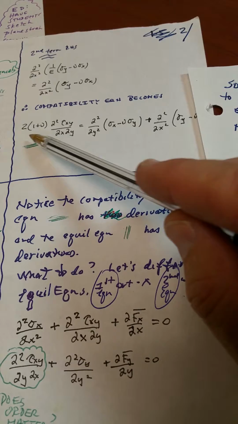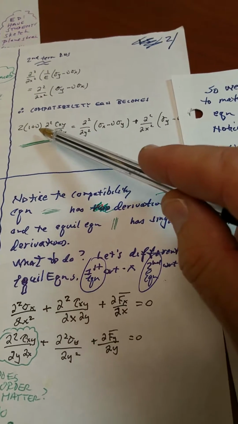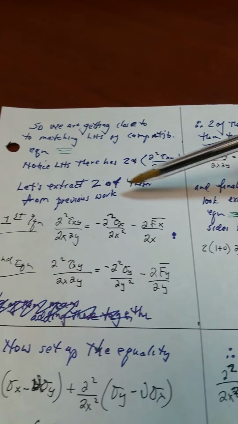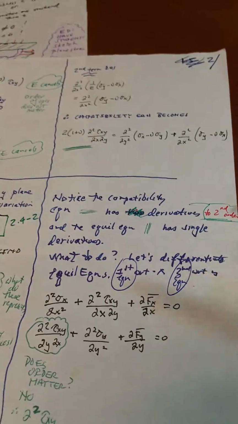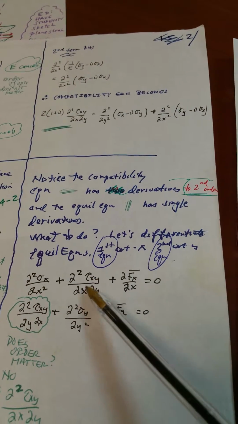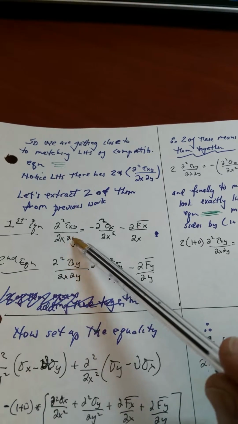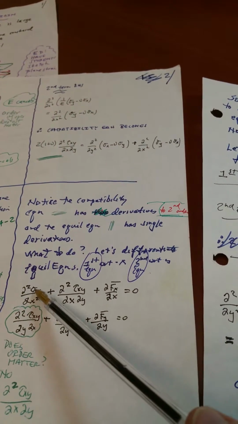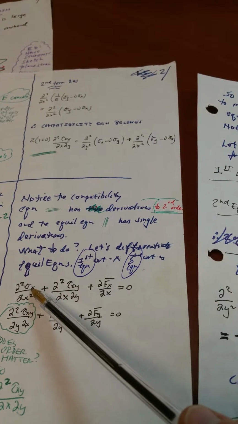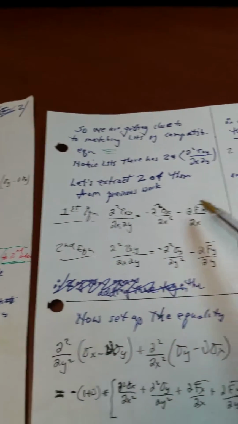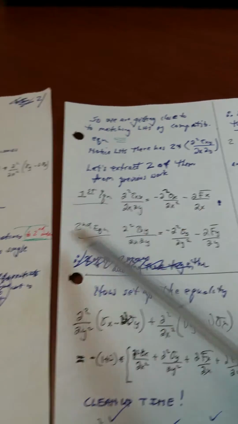We got a 2 over here, so let's figure out the 2 first of all. So it's starting to get close. If we look at the first equation in here, we can solve for this term here. So the second derivative of tau with respect to x and y is minus the second derivative of sigma x minus the body force. I brought those over to the right hand side.